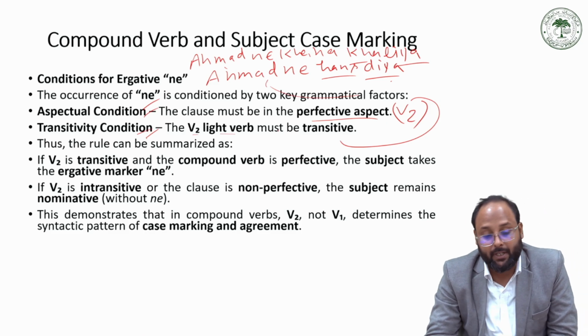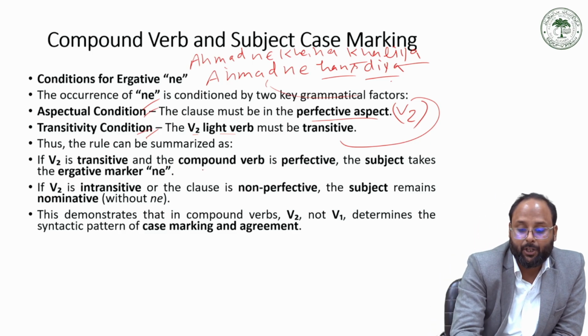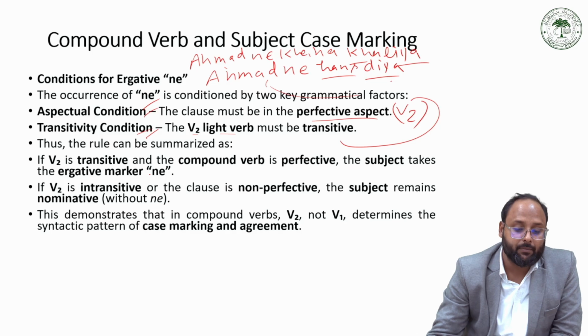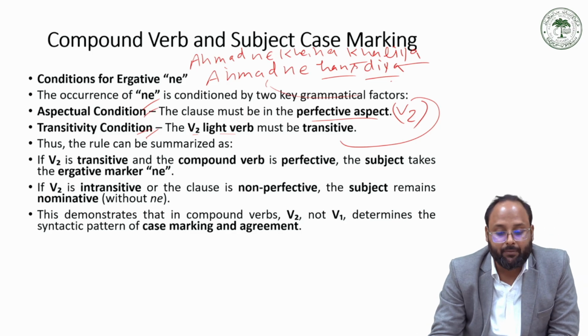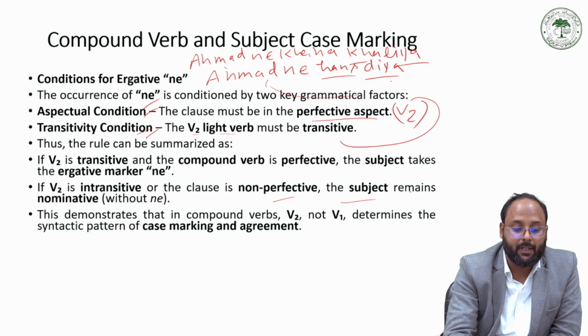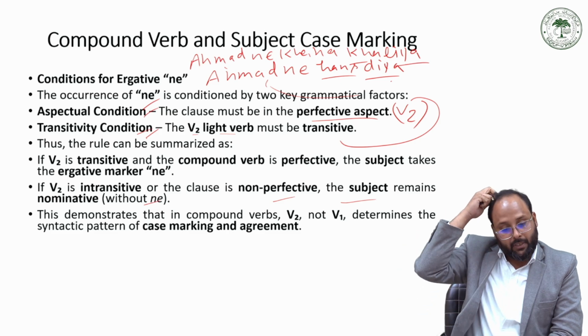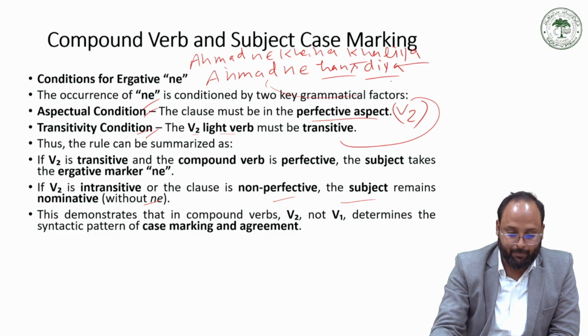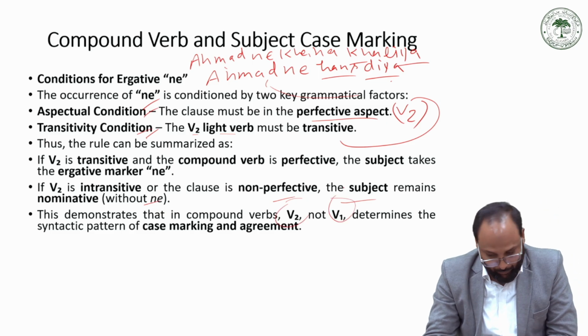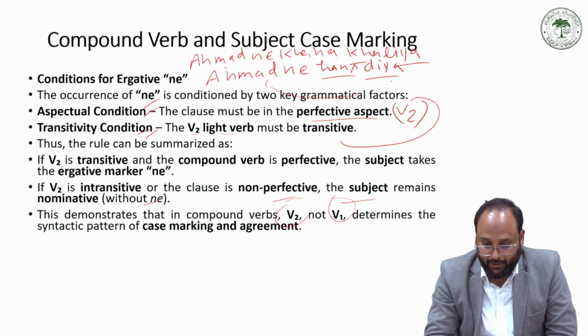So the V2 light verb must be transitive for the ergative subject. Thus, if V2 is transitive and the compound verb is perfective, the subject is in the ergative case. If V2 is intransitive or the clause is non-perfective, the subject remains in the nominative case without ne. Like अहमद खाना खाएगा or अहमद हंस पड़ा. This kind of thing will take the nominative case. So case marking depends on the V2, not V1, syntactically.